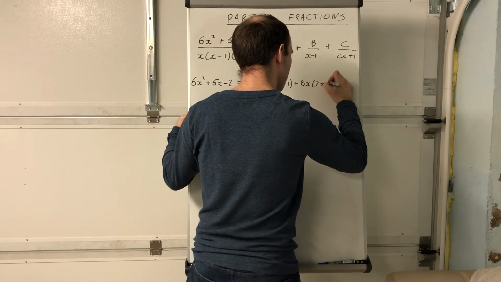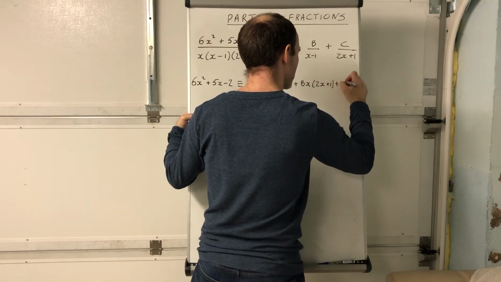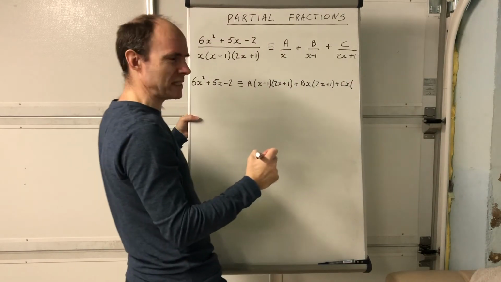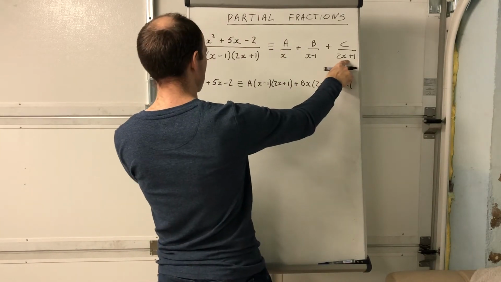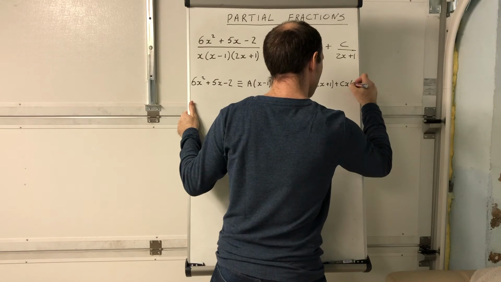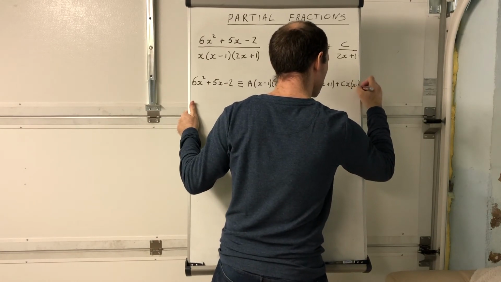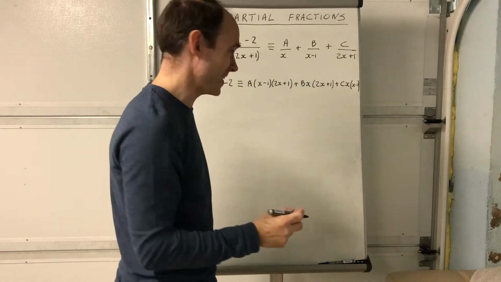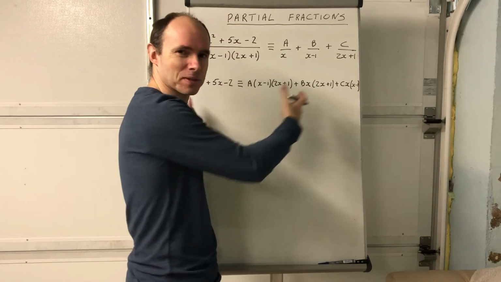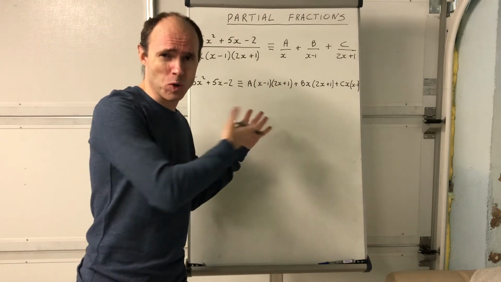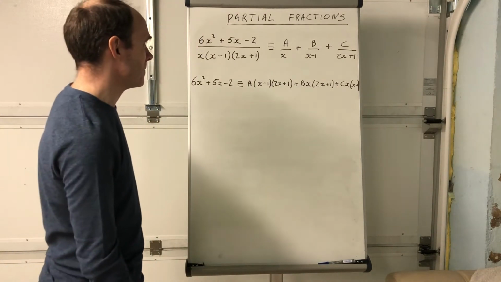Can I fit the whole thing in? I'll be so upset if I can't. Then cx, that's such a squeeze, I hate it. The 2x plus 1's will cancel, x minus 1. Can you see that okay? That is extremely dodgy, I have to say. It's the trouble with having just a narrow board. But there we go, I'm going to work with that one. So that's what we've got.